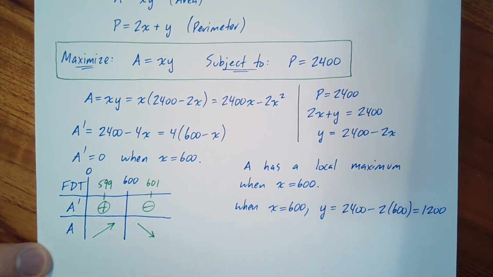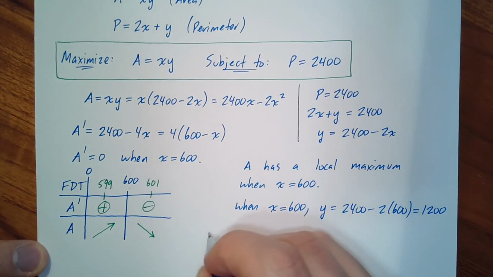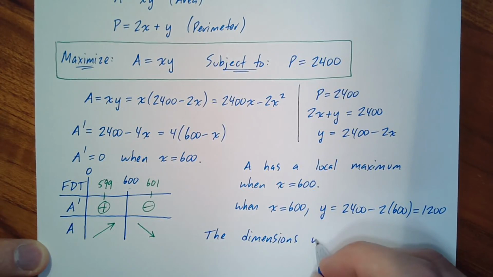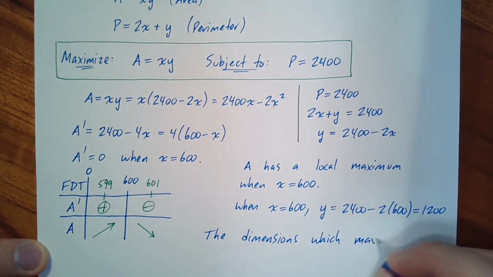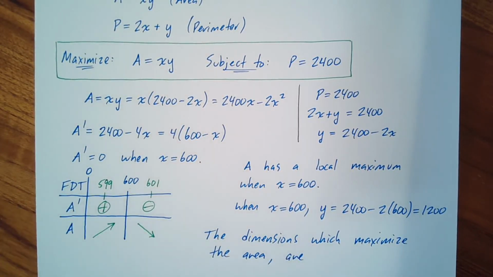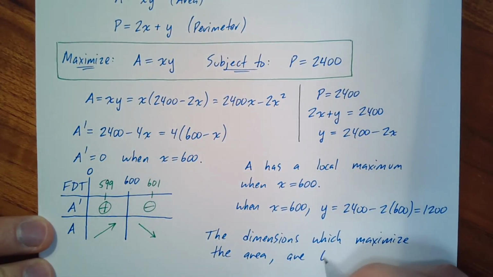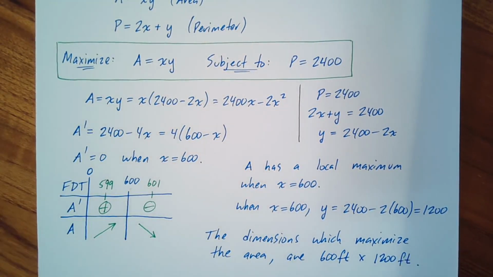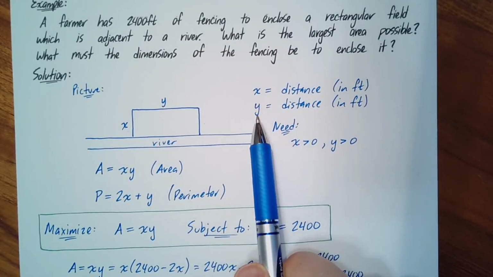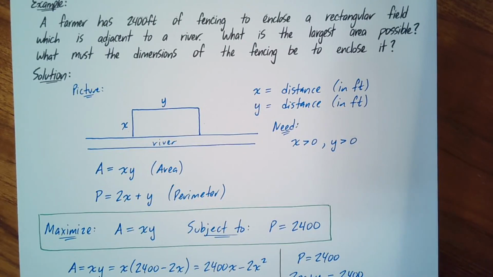So let's answer the second part of the question first. The dimensions which maximize the area are 600 feet by 1200 feet. Okay, so don't forget to put your units back into the problem. At this stage, x and y measured the distances in this diagram, but they were both measured in feet.